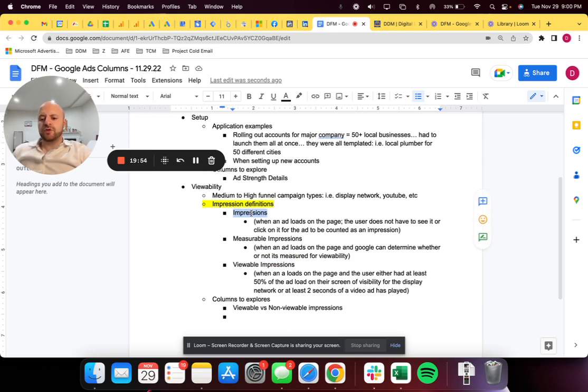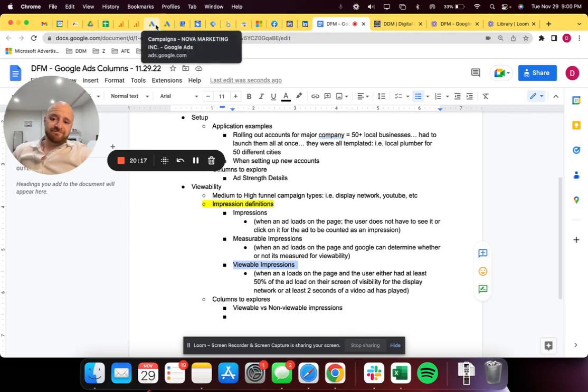Impression is anything that loads on the page. Measurable impressions is out of that, how many impressions can Google determine whether it's viewable or not? And then viewable impressions is, how many ads were viewable? How many weren't? Makes sense. It's kind of complicated.